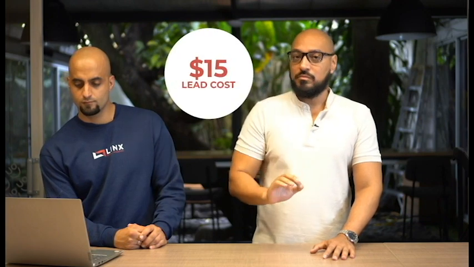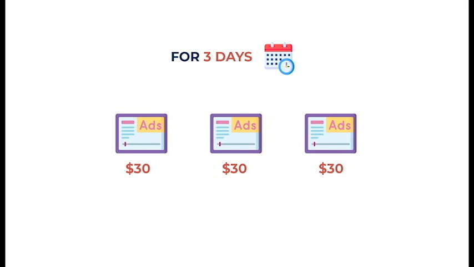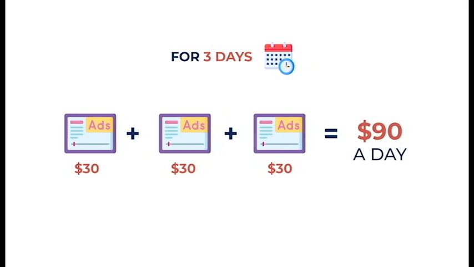So let's just use the $15 lead goal. If we have 3 ads, I would like each ad to spend at least the $15, or let's say I'm going for 2 times CPA, the $30. I want to spend $30 across 3 days, each ad. So 30, 30, 30, that would mean $90 a day per campaign.